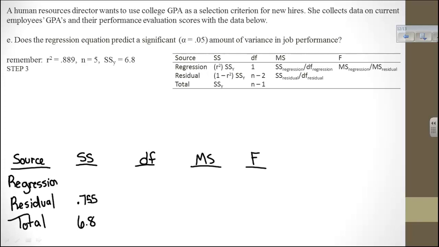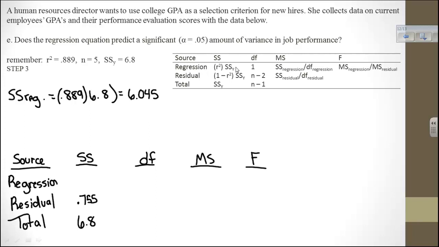You're not always going to find the standard error of the estimate before you do your hypothesis test, but if you do, you don't have to do the calculations for sum of squares residual again. Now, sum of squares regression, I could take r squared and multiply it by sum of squares y. So 0.889 multiplied by 6.8, and I end up with, for sum of squares regression, 6.045.